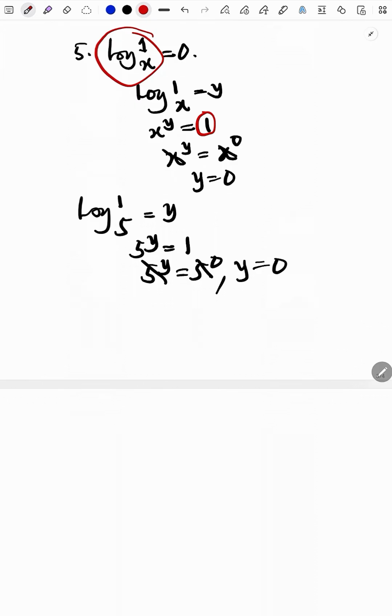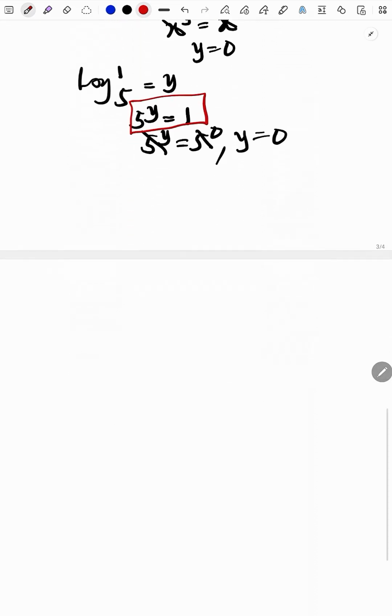Some people can ask, we have been converting from logarithm to indices. How do we now convert from indices back to logarithm? Let's say we have a case 5 raised to power y is equal to 1. How do we convert it back to logarithm? Simple. We take what? Log of both sides. You take log of here and you also take log of this place.